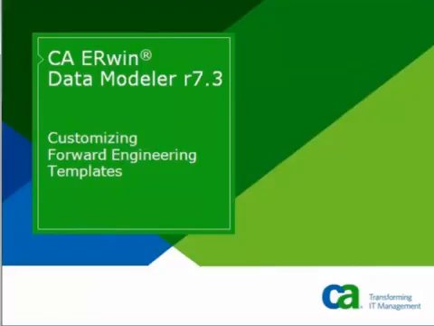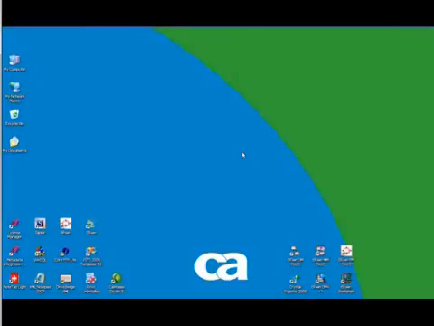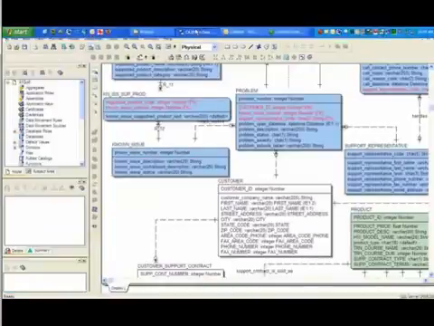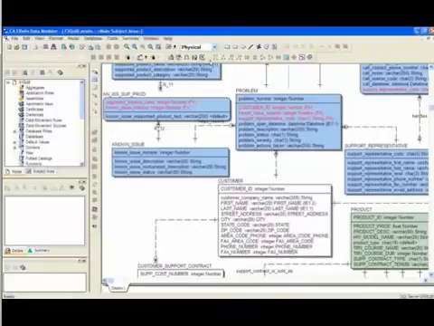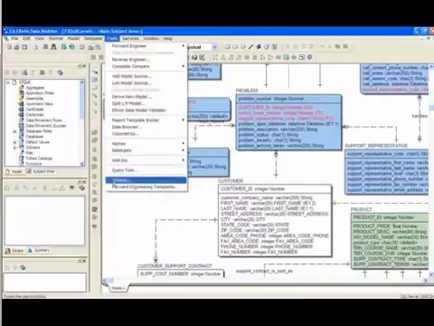Welcome to customizing forward engineering templates using ERwin Data Modeler r7.3. This new capability is available to you when you open an ERwin data model that's either physical or a logical physical model. You access the capability via the Tools menu item. And when you select that, you'll notice there's a new submenu called Forward Engineering Templates.